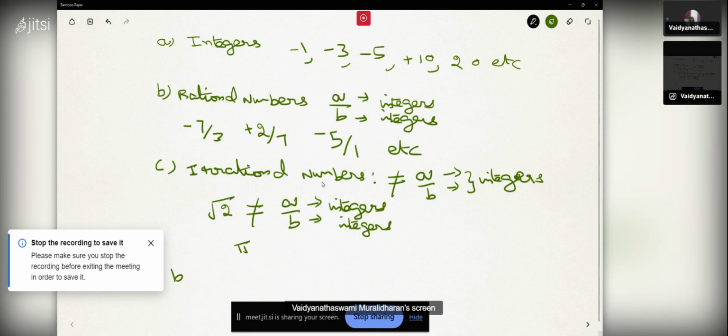B and C put together, combined, are called real numbers. Integers are a subset of real numbers. Like that, rational numbers and irrational numbers are a subset of real numbers.